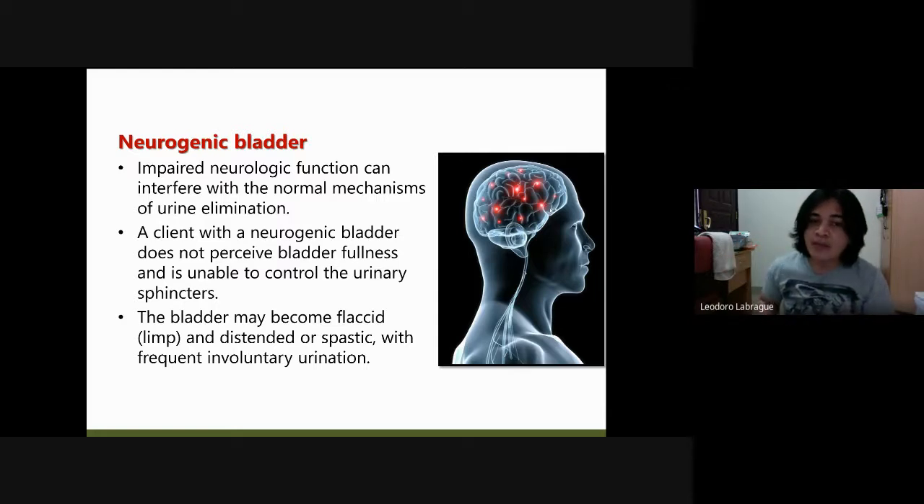So what will happen? The client does not perceive bladder fullness. The patients cannot control urination. So that means even if the bladder is full, the patients will not have the sense of urination. He will not feel that the bladder is full. He cannot control urination at all. The cause is a neurologic problem, and we call it neurogenic bladder.